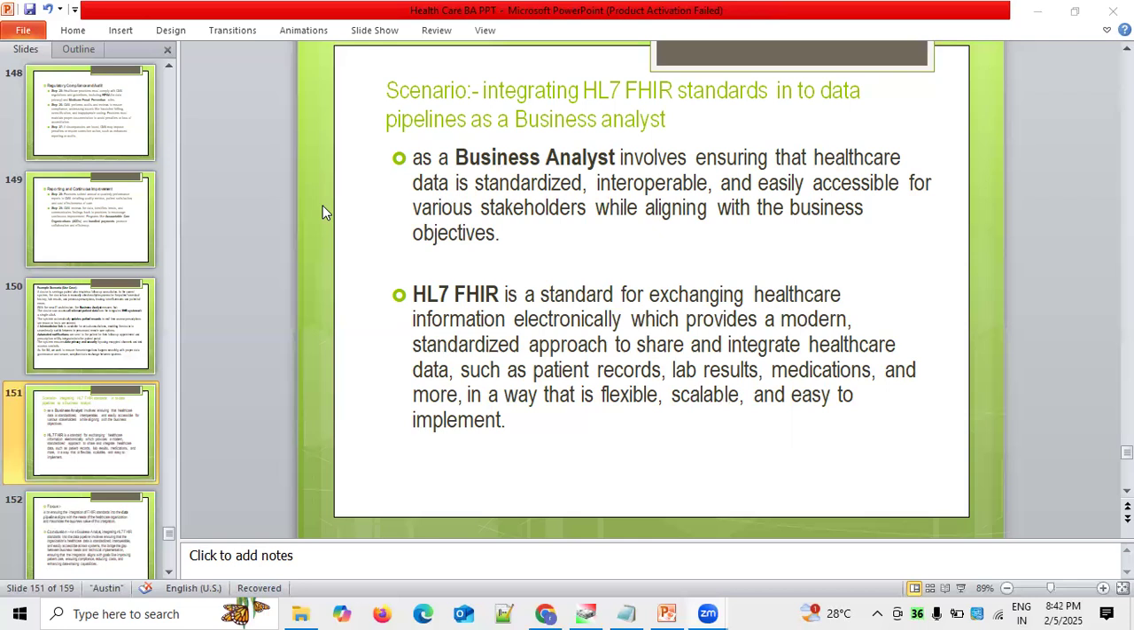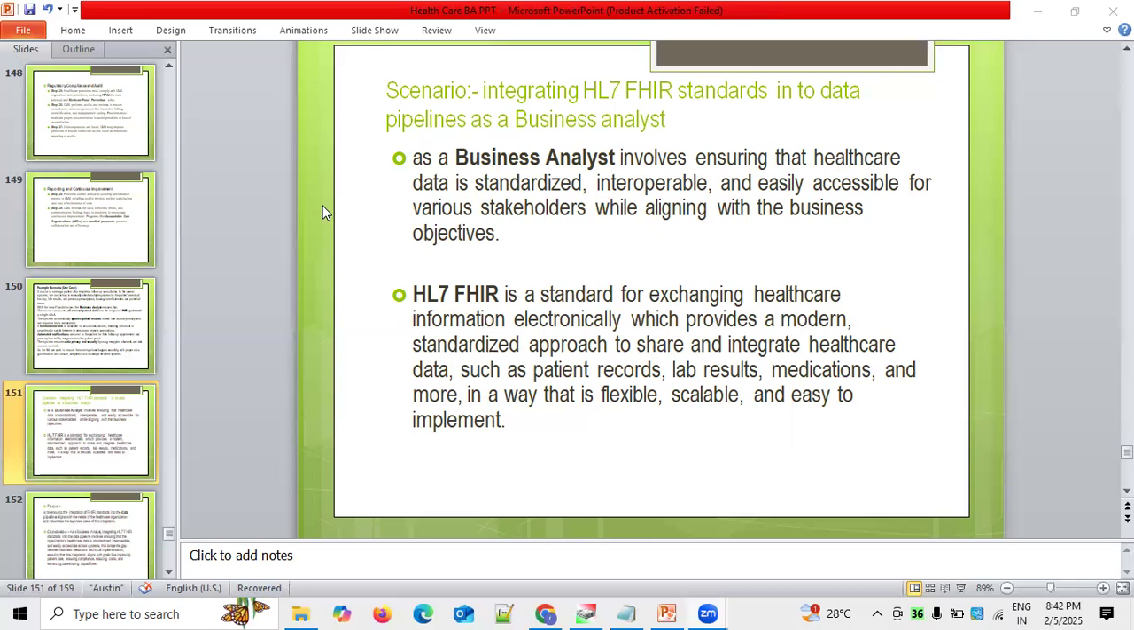Because as a BA, when we are providing solutions for any healthcare solution, defining the business objectives and goals and reaching towards them is one of the key and important factors to be performed. In this regard, as a BA, we must be involved in ensuring the healthcare data is standardized.